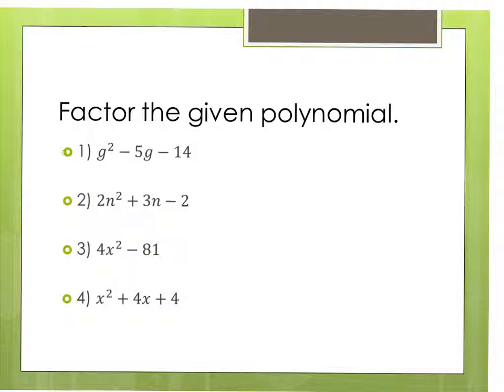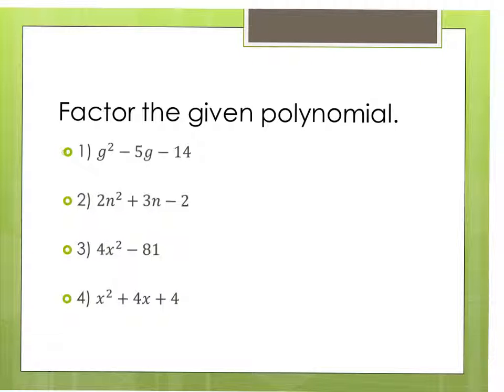Okay, the next one we're going to do is number 3. And number 3, what I'm looking at is the difference of two squares. And what we can do is we can factor a binomial only when it's the difference of two squares. And what that means is every term in this binomial is a perfect square. 4 is a perfect square, x squared is a perfect square, 81 is a perfect square.